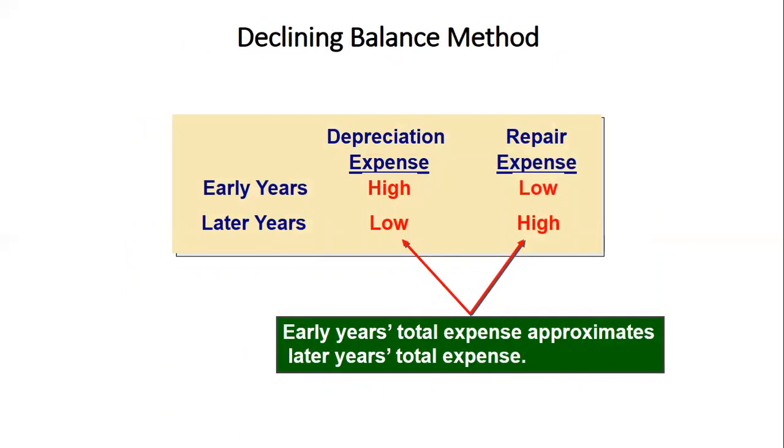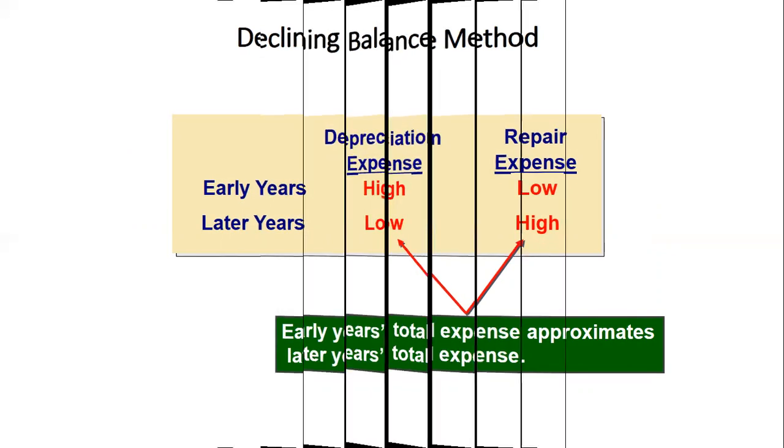Okay, then this is the summary for the declining balance method. In the early years, depreciation expense is high, repair expense is low. In the later years, depreciation is low, repair expense is high. So early years total expense approximate later years total expense. Yan lang yung tatandaan mo.